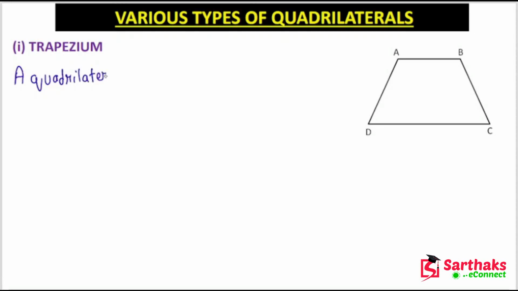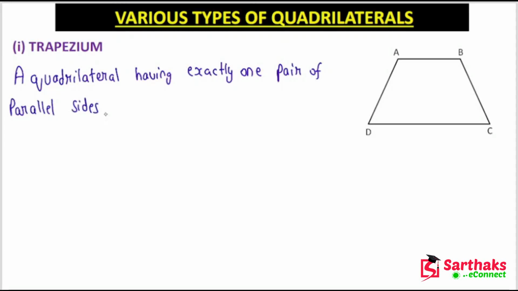A quadrilateral having exactly one pair of parallel sides is called a trapezium. So what is a trapezium?